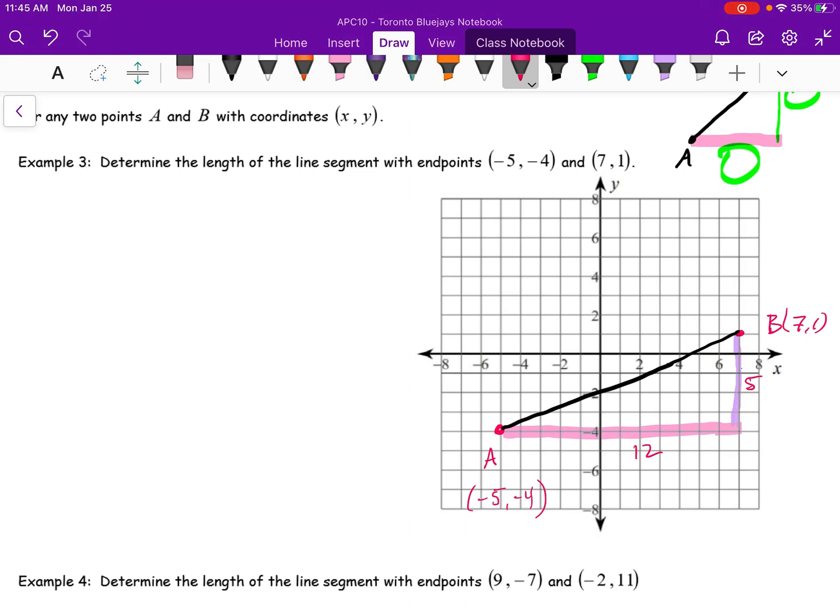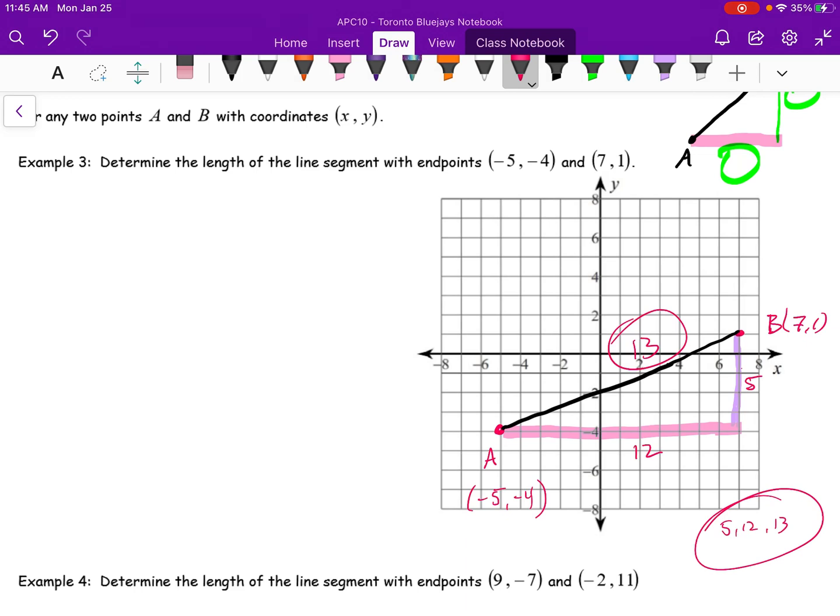Thankfully, I know my Pythagorean triples really well. This is the famous 5, 12, 13 triangle, so I know that my distance is 13. If you don't believe me, 5 squared is 25. 12 squared is 144. 25 plus 144 is 169. The square root of 169 is 13.